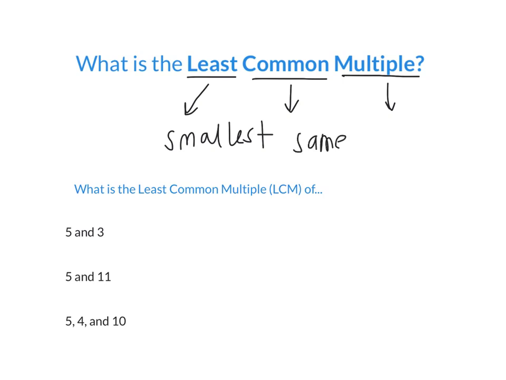Good. Now, this is the tricky part. What's a multiple? It's like math facts. It's like counting, skip counting. 2, 4, 6, 8. A multiple is not a factor. It's tricky because we get those two words mixed up a lot.